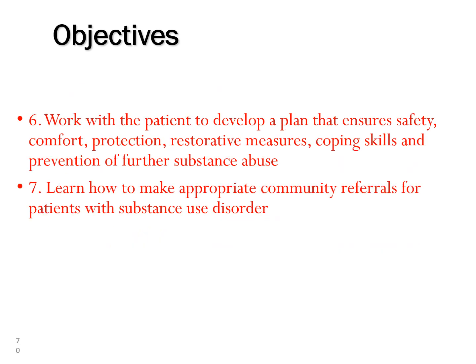Number 6, work with the patient to develop a plan that ensures safety, comfort, protection. And so anyway, this can be very detailed, but what we discussed in the lecture is having a plan where the social needs are taken care of, where they're able to find help easily when they need it, like calling a sponsor. And then number 7, the community referrals.